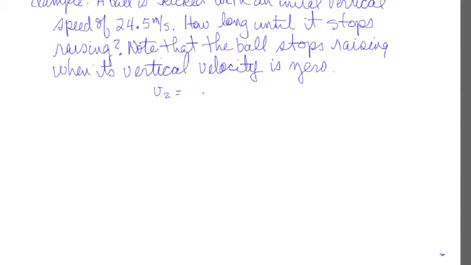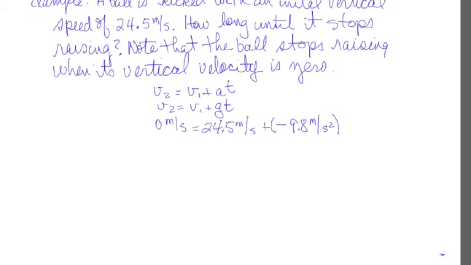Starting out with our basic equation, v2 equals v1 plus at. In this case, a is g, so we have g times time. v2 is 0 meters per second. v1 is 24.5 meters per second, plus g, which is a minus 9.8 meters per second squared, times t. Don't forget, the ball is rising, so it's slowing down or decelerating, and the rate of deceleration is 9.8 meters per second squared. Go about solving the equation.